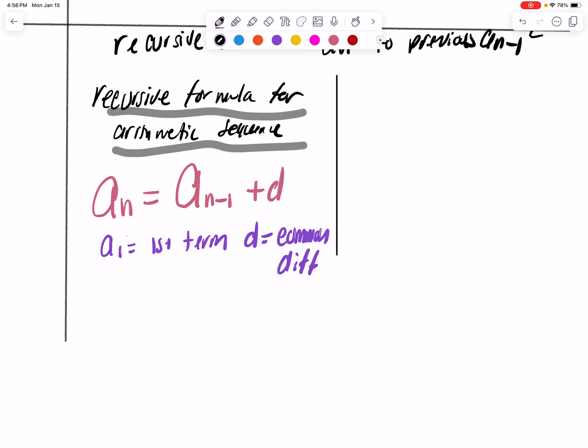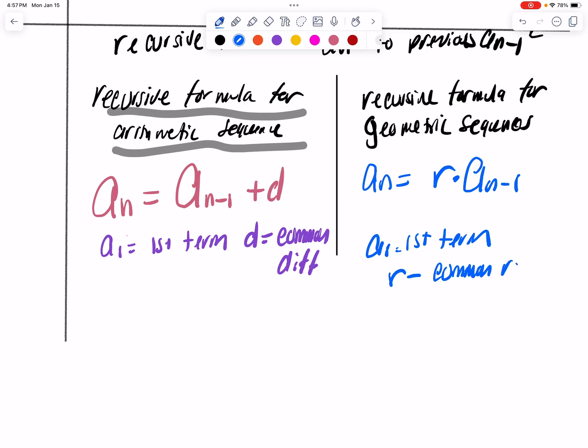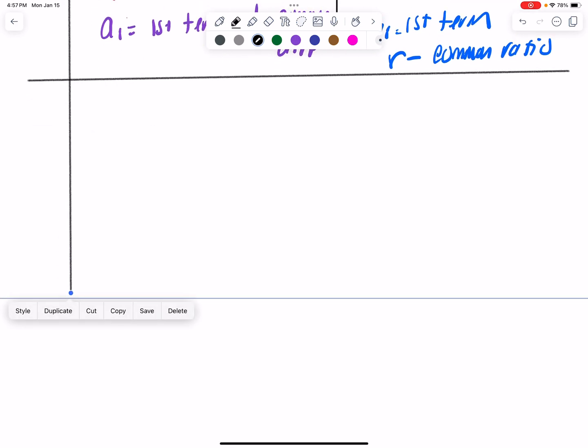All right. And now we're going to go to the other one. Recursive formula for a geometric sequence. Let's do blue, but a different blue. All right, where a_n equals the common ratio times a_n minus 1, the previous term, where a1 is the first term and r is the common ratio. All right, now that we know that, we can go to Pretzel 2. Maybe I'll have room here, we'll see.